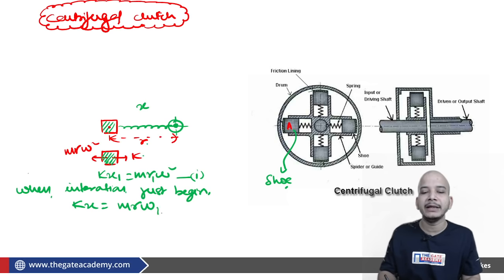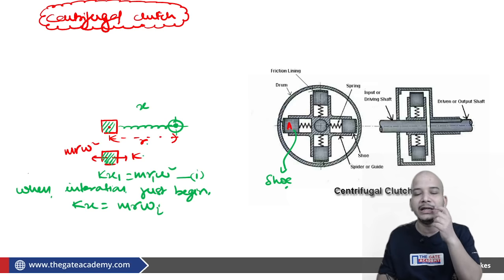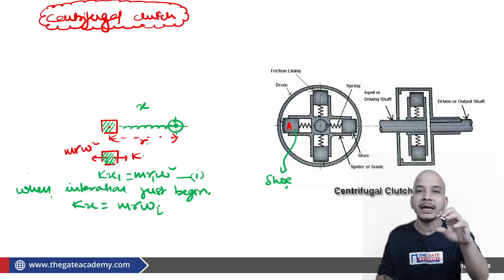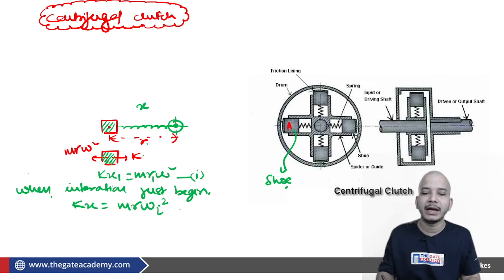For that I am writing it as omega I square. Omega I is not the initial angular velocity. Omega I is the angular velocity at which the interaction is starting. So mr omega I square. This is the more important relation.